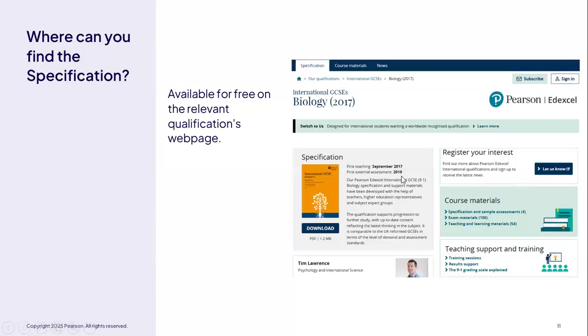This copy is a linear copy because it says first teaching September 2017 and first exams 2019. The approach has been updated for the modular route, but the content has remained the same. So you can download the specification. This gives you a route through the specification.